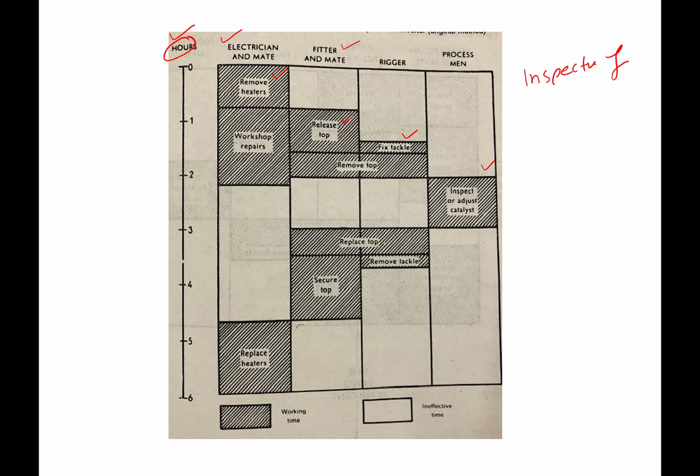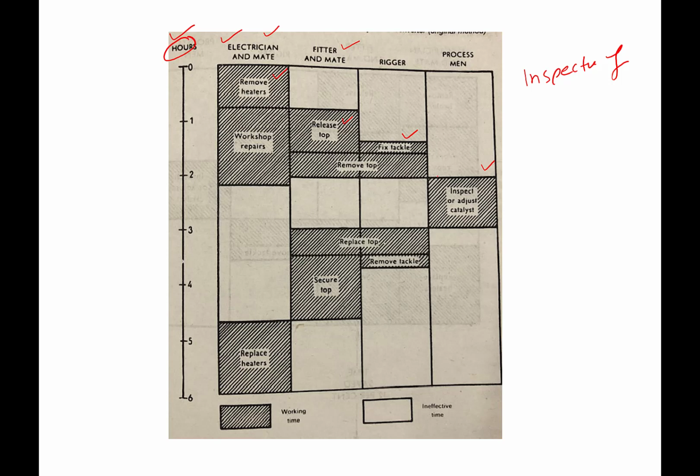And does the setting if required. So the job is basically this: inspection and setting of the catalytic converter involves the use of the electrician, fitter, rigger and processman. The four people are involved. So heaters are to be removed, then the top is to be released, then the tackle is to be fixed for lifting purpose, so that the inspection of the catalytic converter can be done.